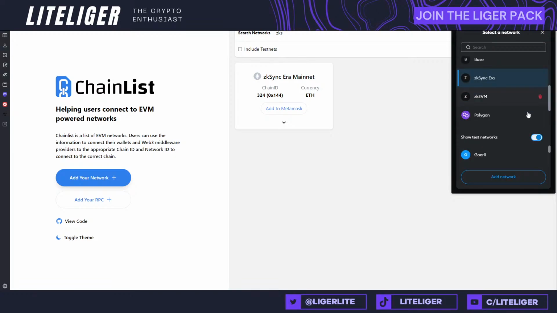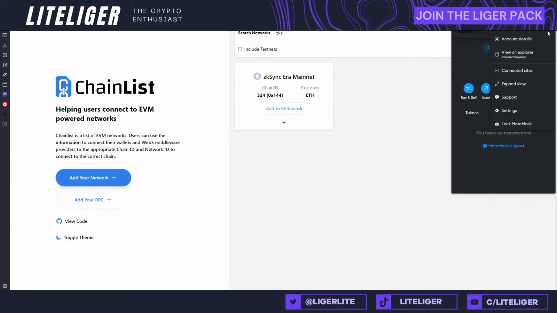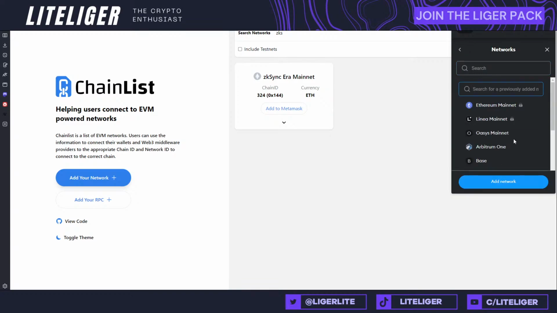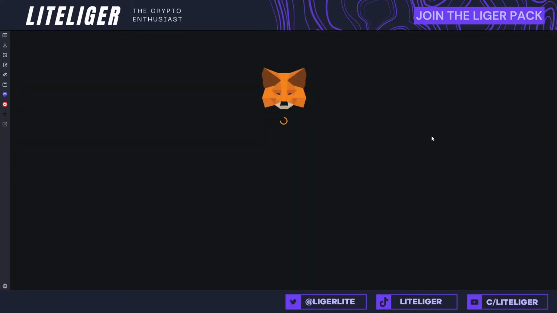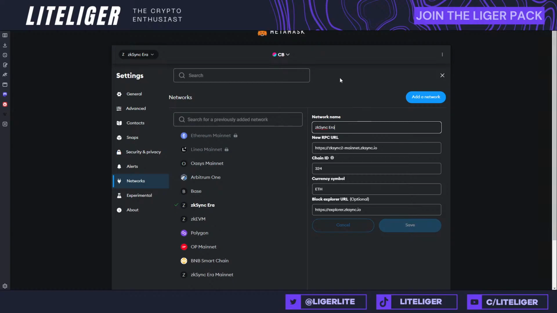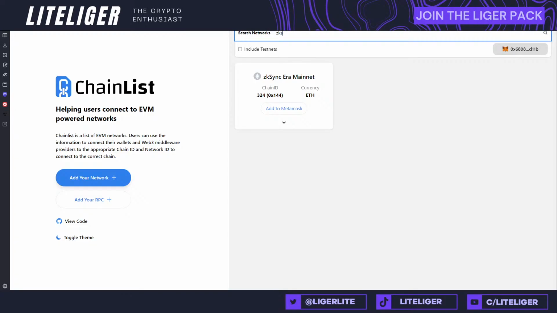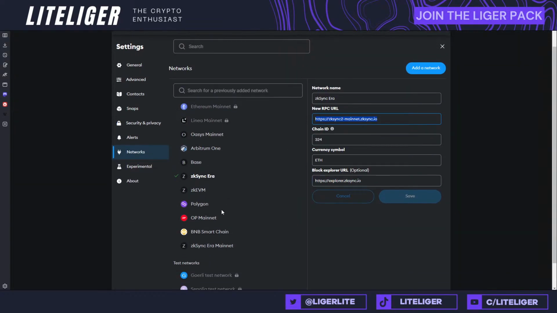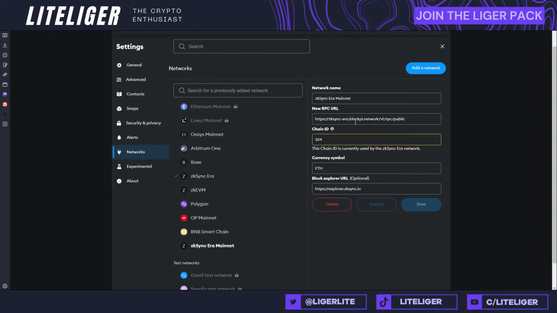Show test networks. Let me see, so you can go into the settings, networks, and Zksync era, and see the settings 324, and this is 324. So it's basically the same. It's just using a different RPC probably. So let's see. Yeah, the RPC is currently, yeah. So basically these are one and the same. I don't know where I got the other one, but that's kind of irrelevant here.